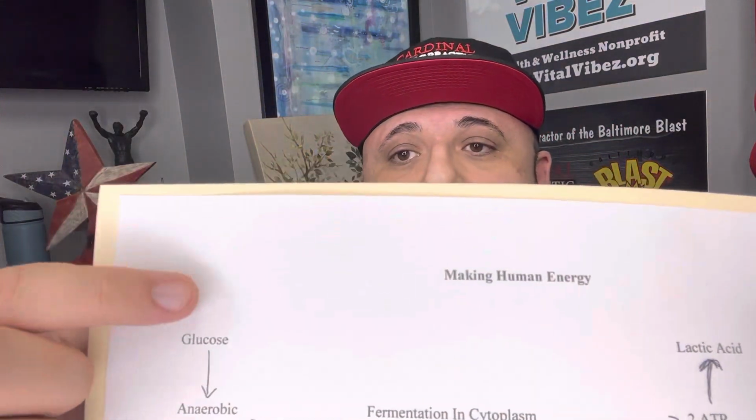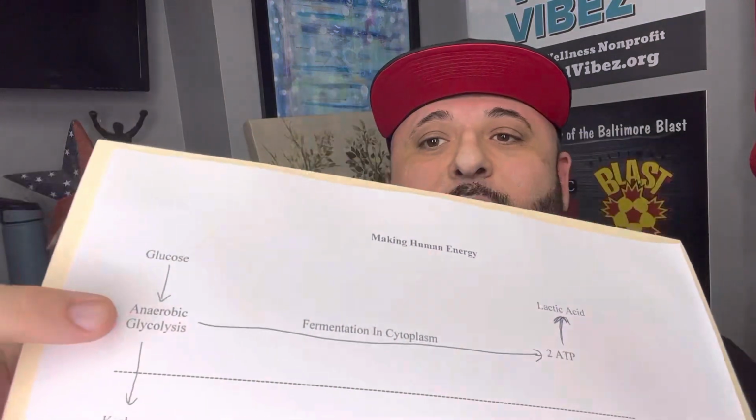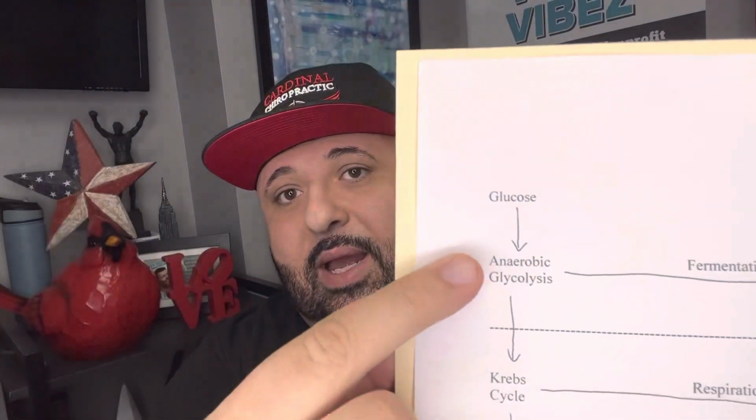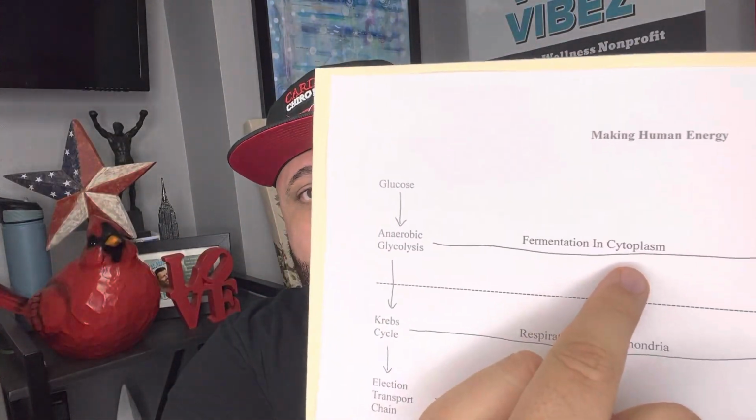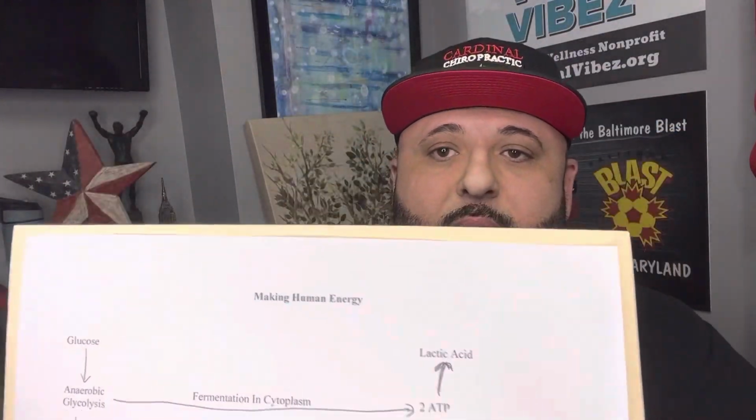The first one is glucose. That's what you need for energy. We start with getting glucose in your system. We go to anaerobic glycolysis. There's fermentation in the cytoplasm. You end up with 2 ATP. The other thing with the 2 ATP is that you end up with lactic acid, which can lead to some cramping. So that's the first level once you get glucose in your system.